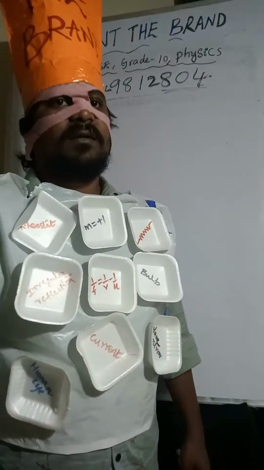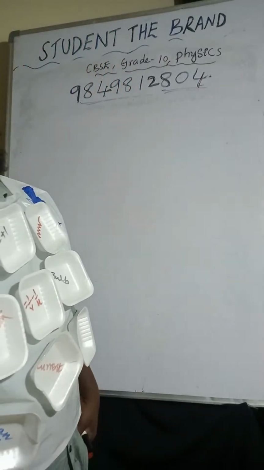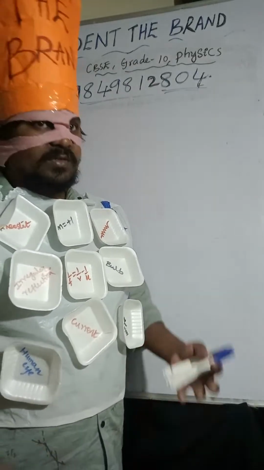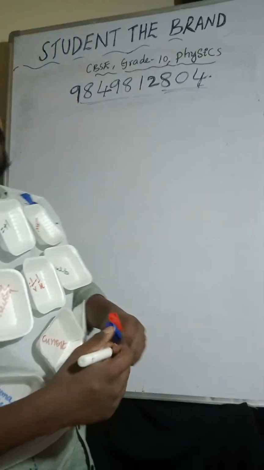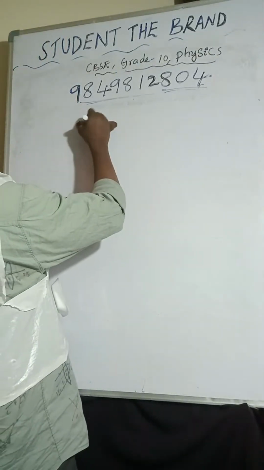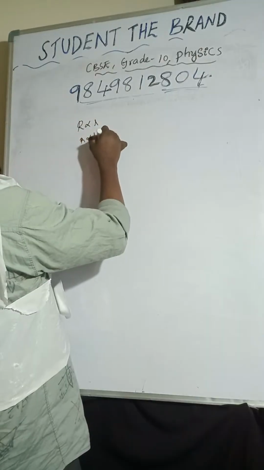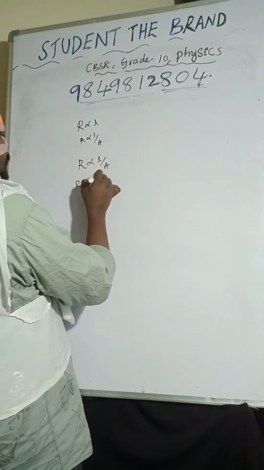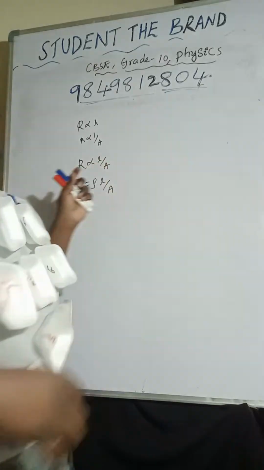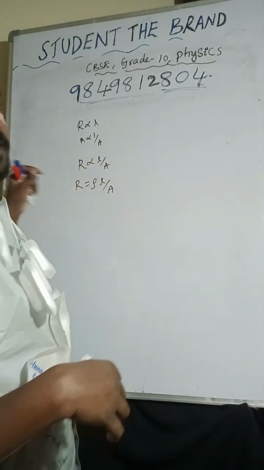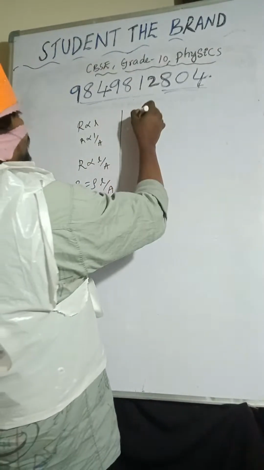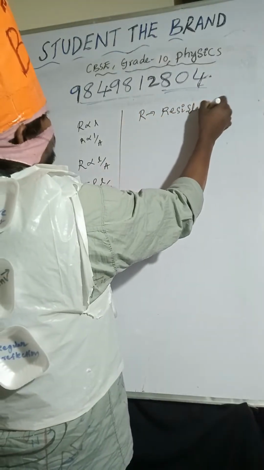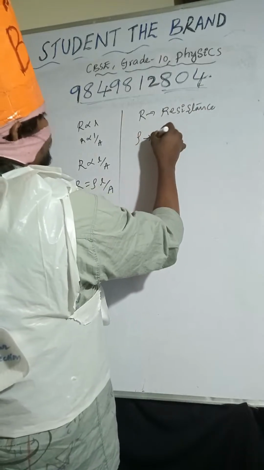So we'll discuss resistance. Resistance is the phenomenon of opposing the electric current. R is directly proportional to the length of the conductor. R is inversely proportional to the area of cross section. R is directly proportional to L by A. R equal to rho into L by A. So rho is the resistivity. R is the resistance. Rho is resistivity.